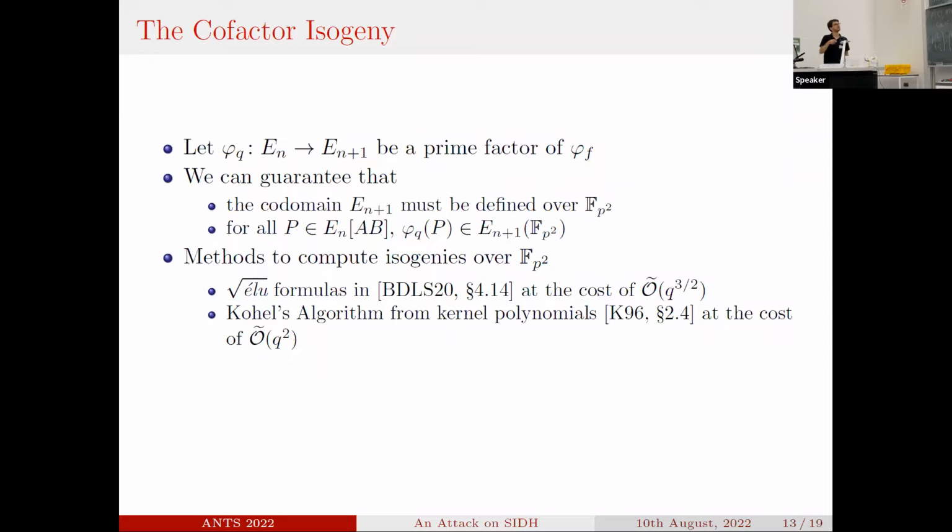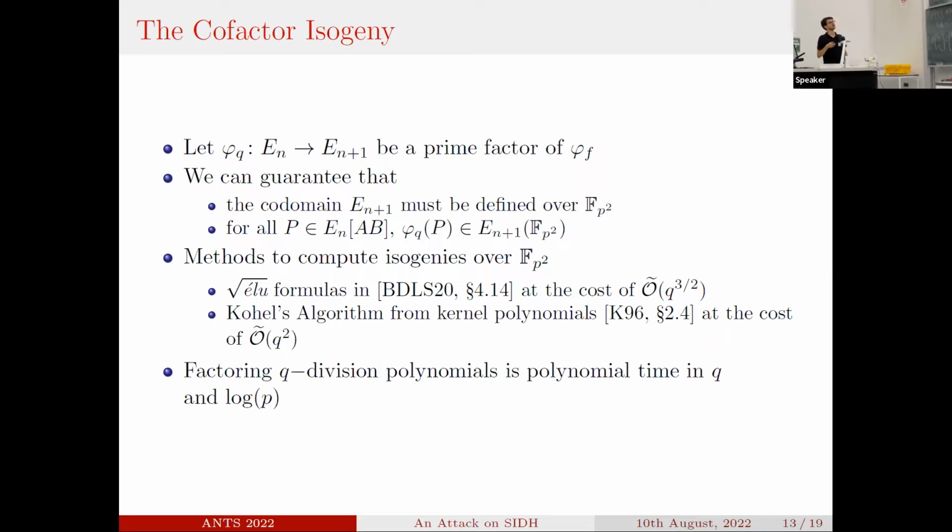And the other approach that we can follow is Vélu's algorithm. This algorithm works from kernel polynomials, and the cost of this algorithm is given by Q squared. However, retrieving kernel polynomials is not as trivial as it may seem. One way to obtain kernel polynomials is factoring Q division polynomials, and the cost of factoring Q division polynomials is polynomial time in Q and log p. So this one is still feasible.